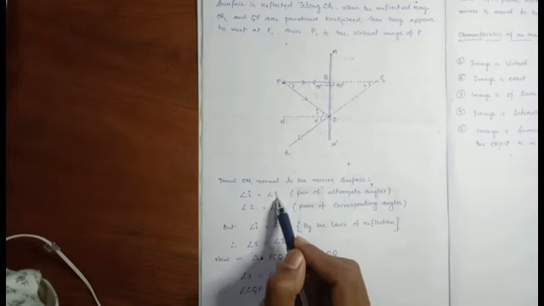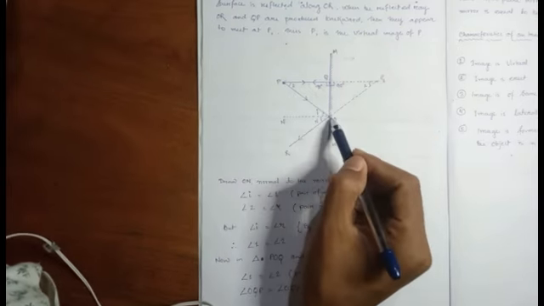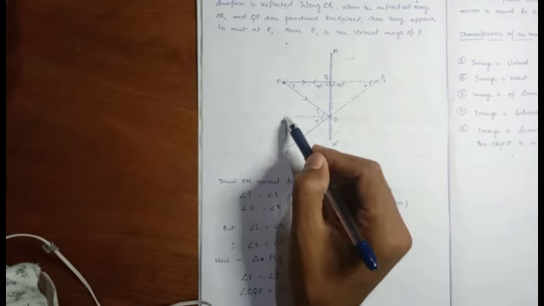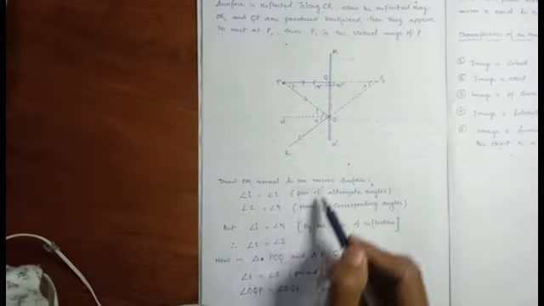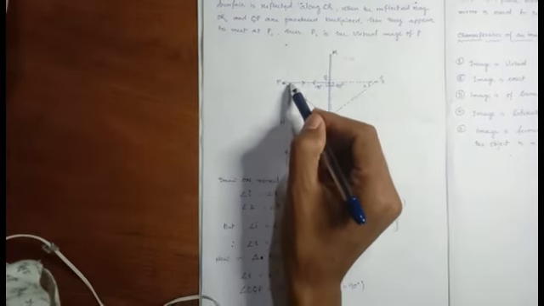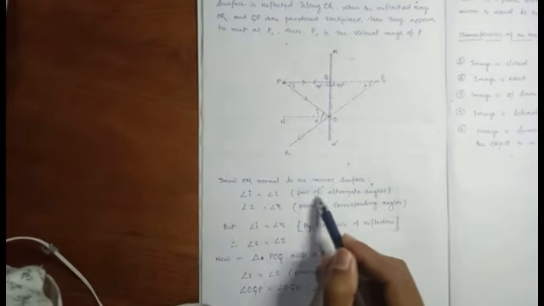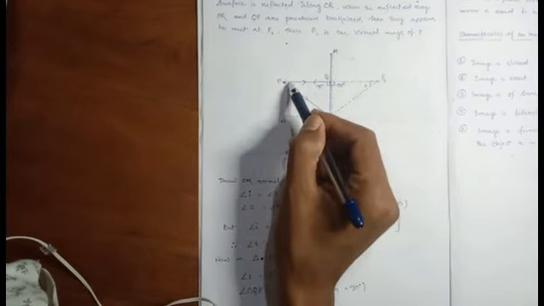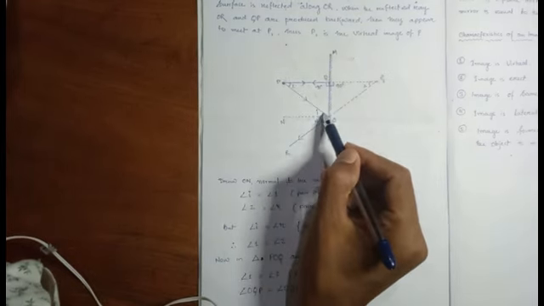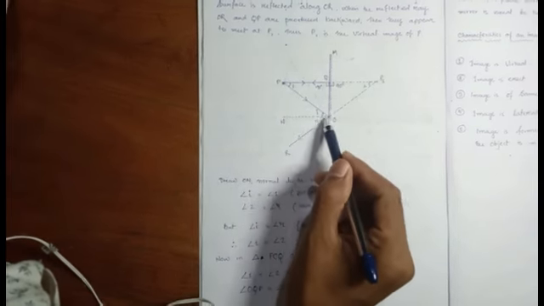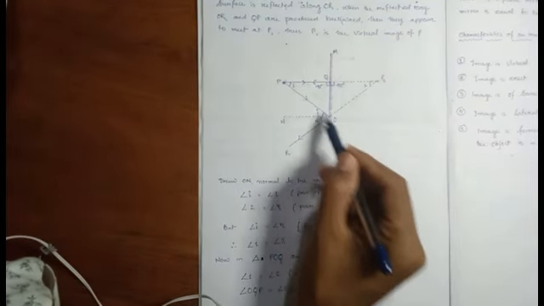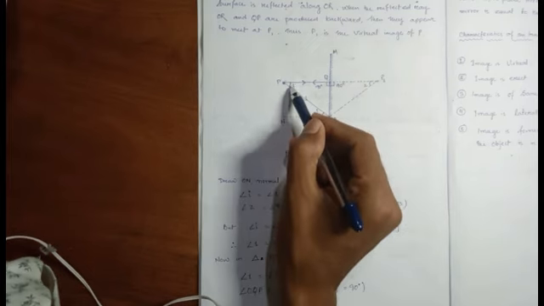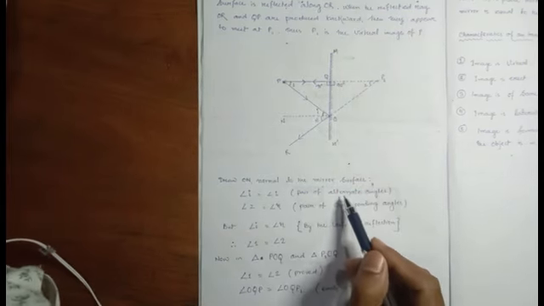Angle I is equal to angle 1. You can see this PO incident ray and NO the normal. The angle between these two rays is called the angle of incidence. This angle is always equal to your angle 1. Why? Because they are a pair of alternate angles. Clear? So this angle 1 and this angle I are equal because PQ and NO are parallel lines. This line PO intersects these two parallel lines, and here angle I is equal to angle 1. That is called a pair of alternate angles.